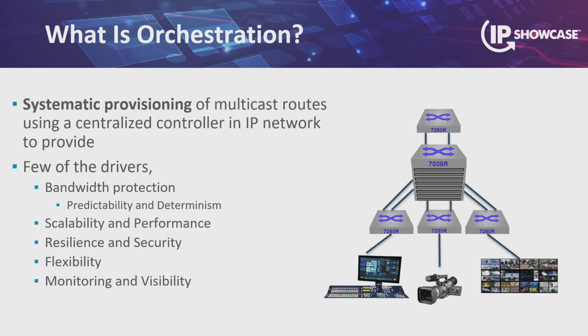So one of the key aspects that we need to consider while moving into a spine leaf architecture is multicast orchestration. What is orchestration? Orchestration is a systematic provisioning of multicast routes using a centralized controller in an IP network so that we can set up multicast routing between senders to receivers.